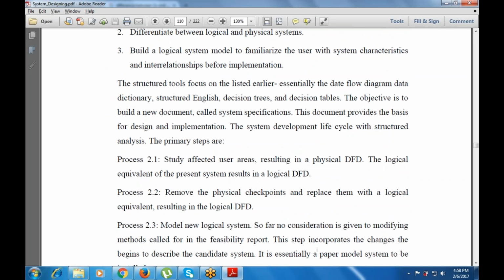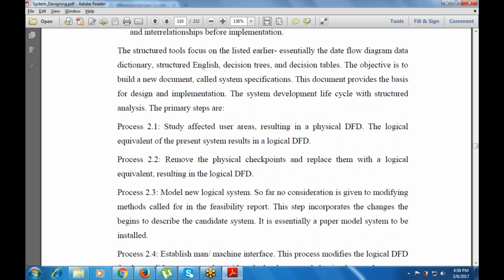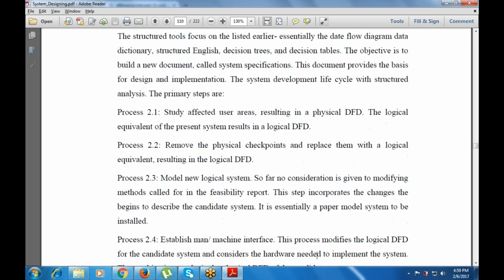This study also affects the user areas, resulting in the physical DFD, and the logical equivalent of the present system results in a logical DFD. Then the next step is to remove the physical checkpoints and replace them with a logical equivalent, resulting in the logical DFD. Now, model the new logical system, so that a new logical system is obtained.